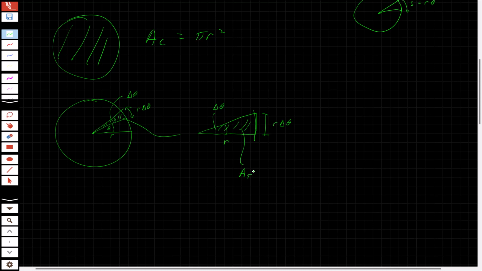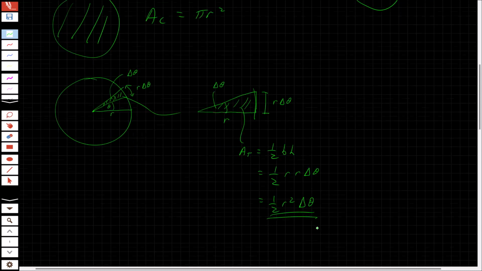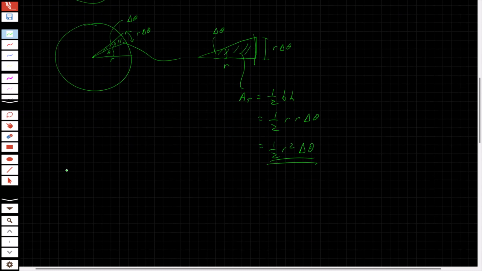The area of a triangle is half base times height, so it's half times the radius times r delta theta. So that'll be half r squared delta theta. We can now use calculus to integrate this formula 360 degrees around the circle, or 0 to 2 pi radians.